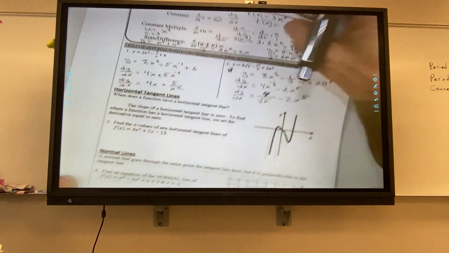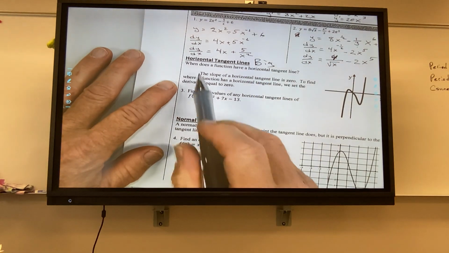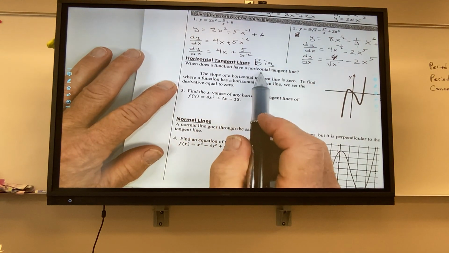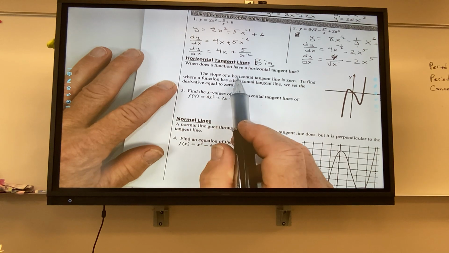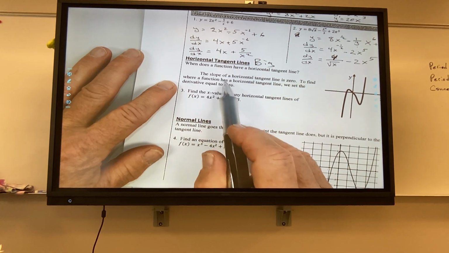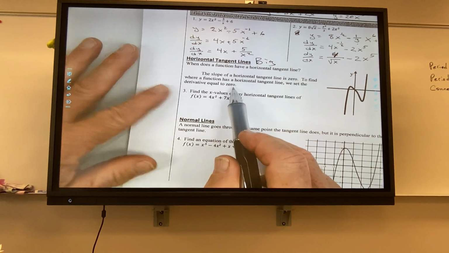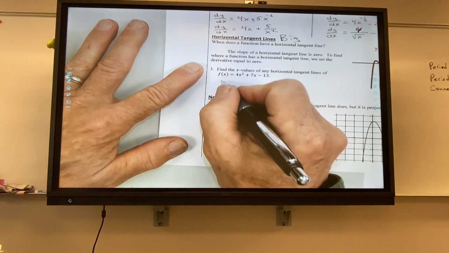All right, horizontal lines are a big idea, big. When does a function have a horizontal tangent line? The slope of a horizontal tangent line is 0. To find where a function has horizontal tangent lines, we set the derivative equal to 0. So I'm going to take the derivative.